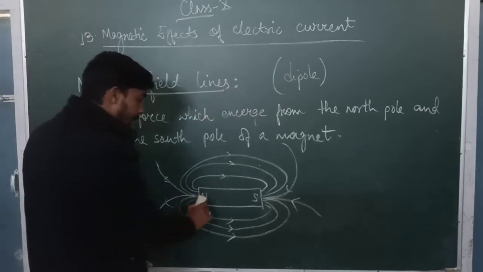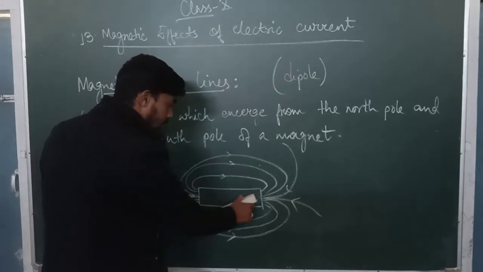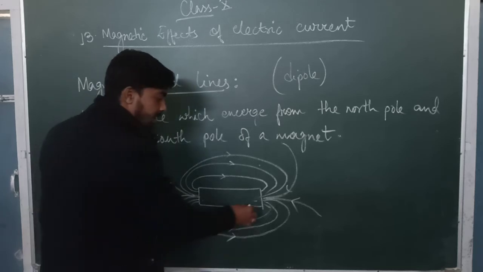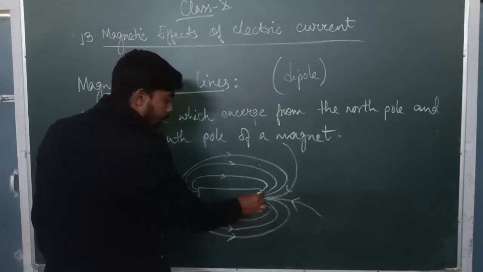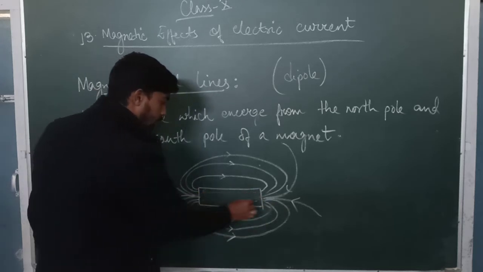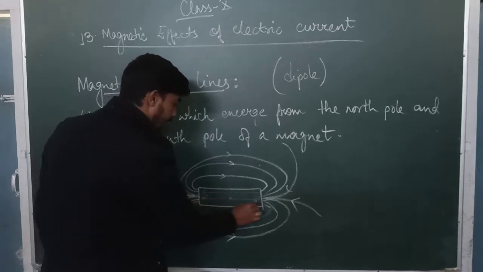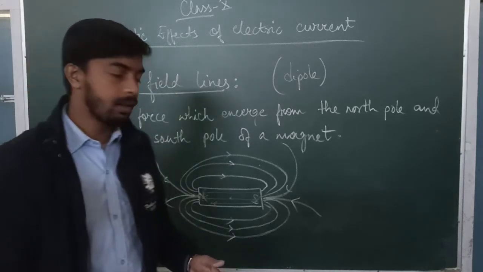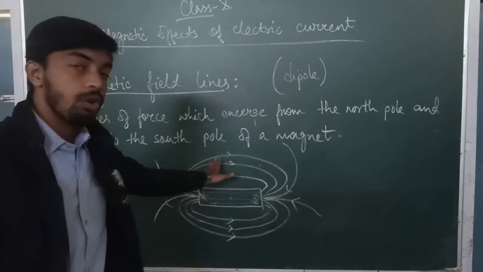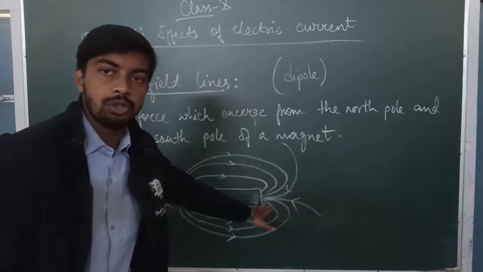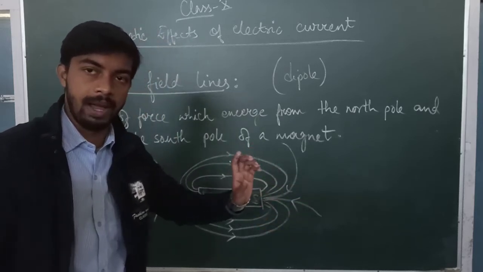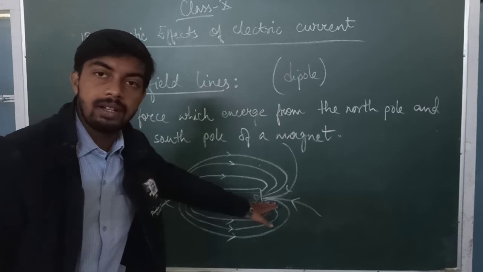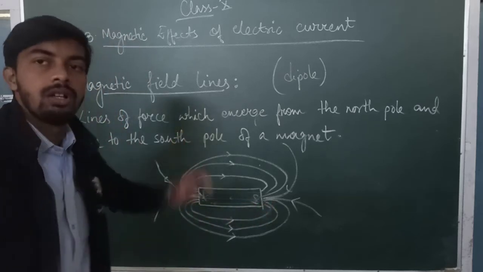And then inside the magnet, these magnetic field lines will move from south to the north side of the magnet. So magnetic field lines basically move around the magnet. They start from the north pole, move around the magnet and meet at the south pole of a magnet, for a single magnet. And inside the magnet they move from the south to the north.